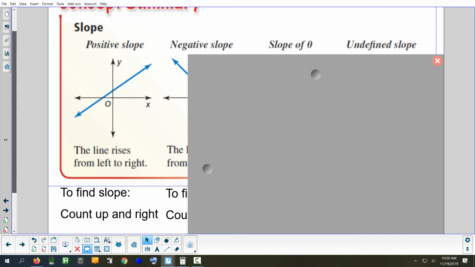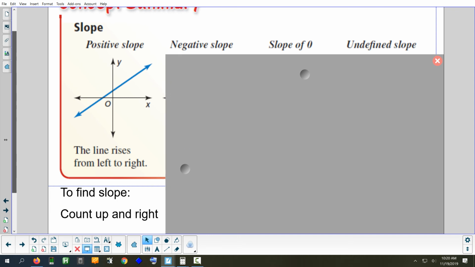So to find the slope, on that part, it says to find the slope, count up and right. You don't have to write this down unless you think you need it. I don't think you need that. I think if you have a picture, that's probably easier to see. Then what do you write? You want to just write to find slope, count up and right. Where do we write that? You should have a spot right on the bottom.